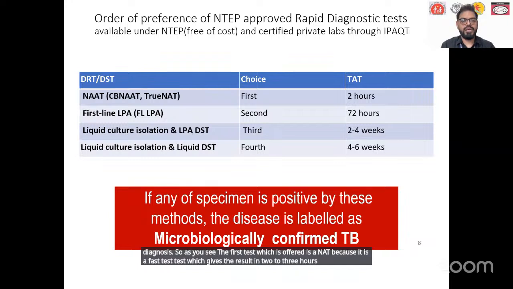Then is an LPA, which gives results in probably 2 to 3 days. Then you have a liquid culture with the LPA done on the culture, which will give you a result in 2 to 4 weeks. And last but not the least, we have an LPA with a traditional drug susceptibility testing, where the culture may take 3 to 4 weeks or maybe 5 weeks and 1 week to 10 days for the DST. So this is the gamut of tests which the NTEP is offering to each and every patient of presumptive TB. And mind you, all of these tests are offered free of cost under the program.